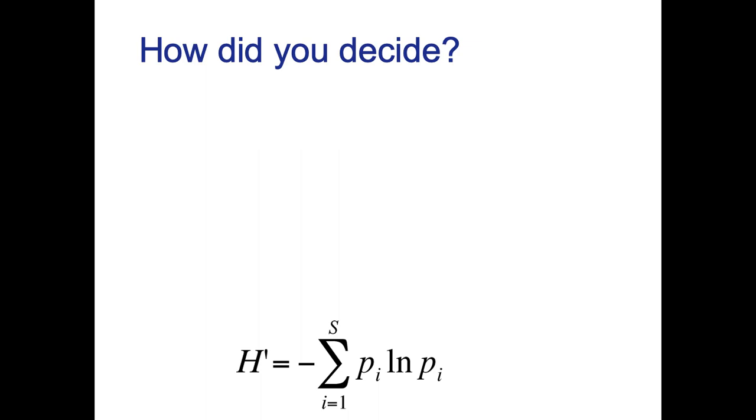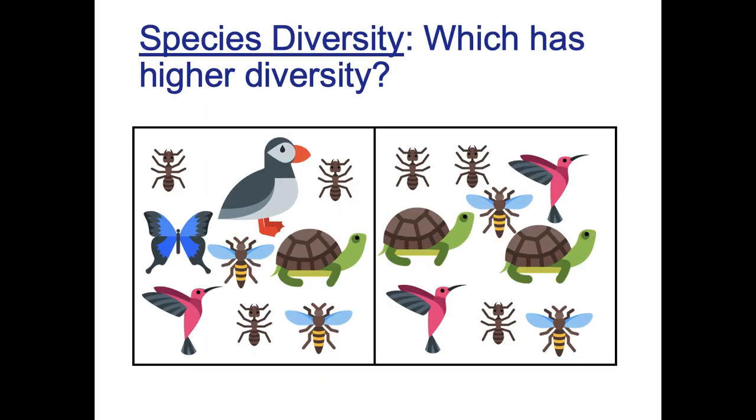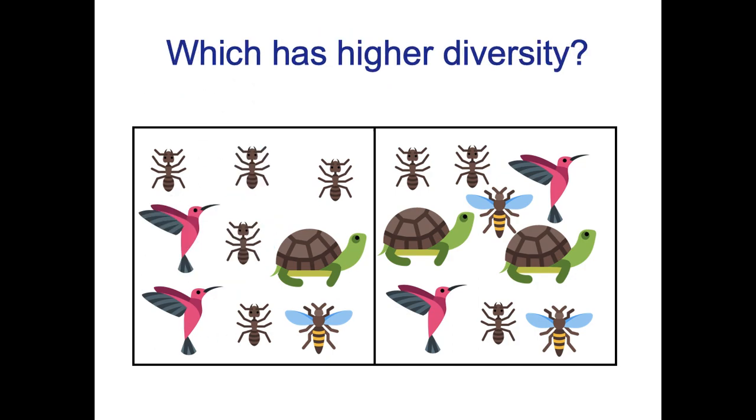In the first one, you probably counted up the number of different things. And I'll go back here real quick. So in this one, you probably said the one on the left has more diversity because there are more different kinds of things. There's a puffin and a blue butterfly on this left side, but not over here. So that would tell us that there are more different species in this box, so higher species diversity.